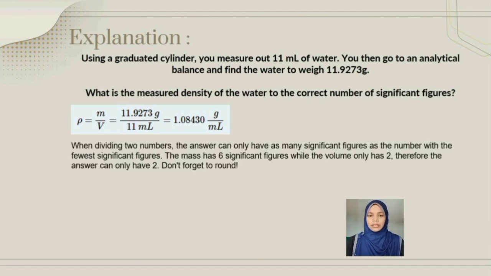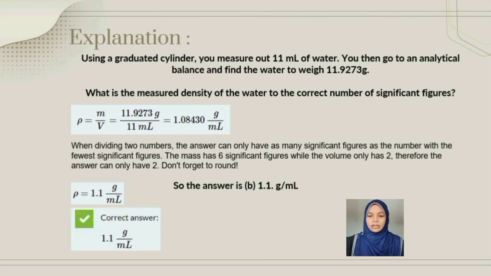When dividing two numbers, the answer can only have as many significant figures as the number with the fewest significant figures. The mass has 6 significant figures while the volume has 2. Therefore, the answer can only have 2. Don't forget to round it. So the final answer is 1.1 grams per ml. So the answer is B, 1.1 grams per ml.